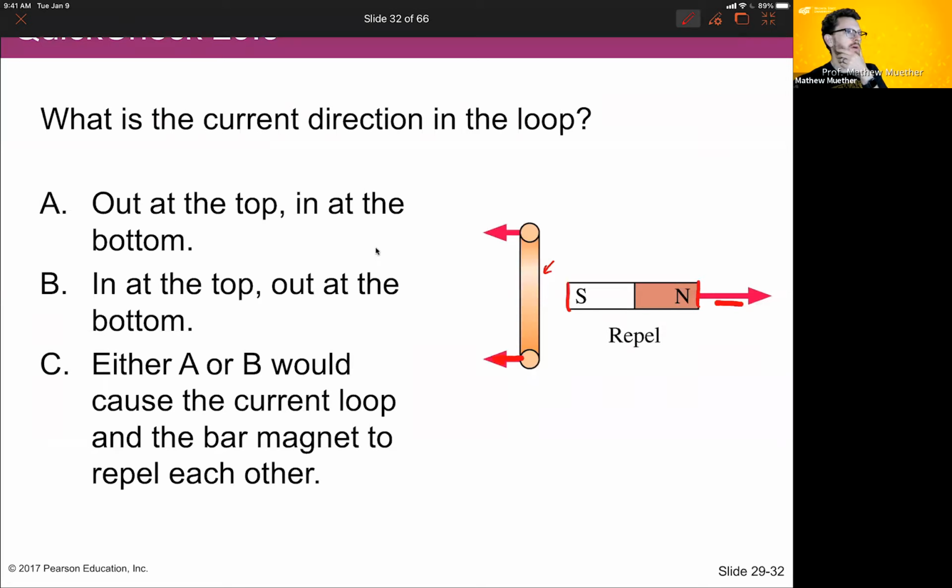Okay, let's go ahead and end the poll. Okay, kind of split between current coming out at the top or in at the top.